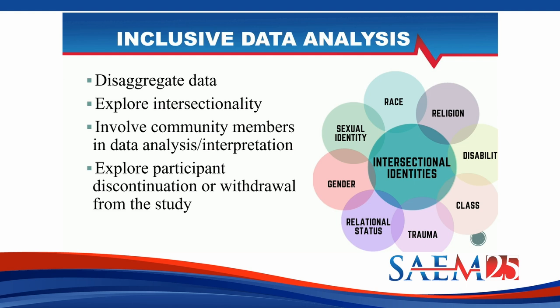So now we talked about the design of our study, and now we're in the data analysis phase. So the first thing that you want to do is make sure that you're disaggregating your data. That's basically just breaking it up into smaller categories. And there are so many different identity categories that you can break it up into, so you want to see what's important for your research.